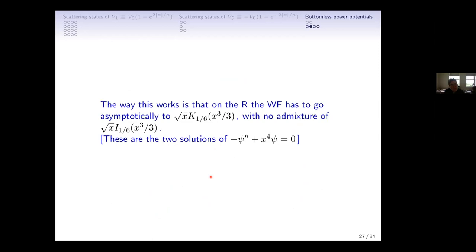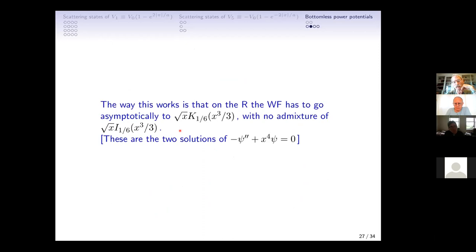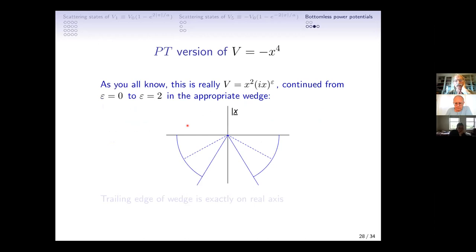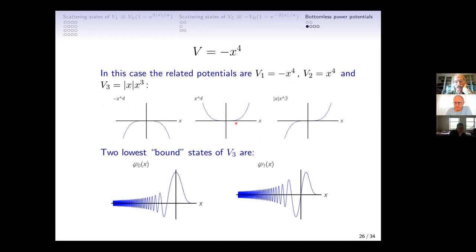In fact, how this works is that on the right-hand side, the wave function has to go asymptotically to just a K Bessel function and no admixture of the I Bessel function, because the I Bessel function has the wrong asymptotic behavior. In fact, these are the two solutions if, for large x, you neglect the energy and just keep the potential. So these are the two solutions of that, which are explicitly Bessel functions. So that was just the ordinary minus x to the fourth. It wasn't the PT version of x to the fourth. It's a real minus x to the fourth.